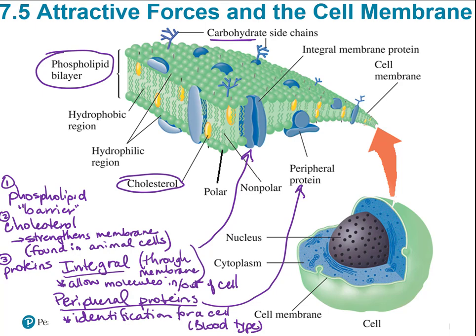There's a lot more examples of what proteins do if they're found on the membrane. But big ones, integral proteins, think of channels. Think of being things that allow molecules to go in and out. Think of peripheral as being ones that help to identify what the cell is. You know, when they talk about getting transplants. So somebody needs a kidney, right?